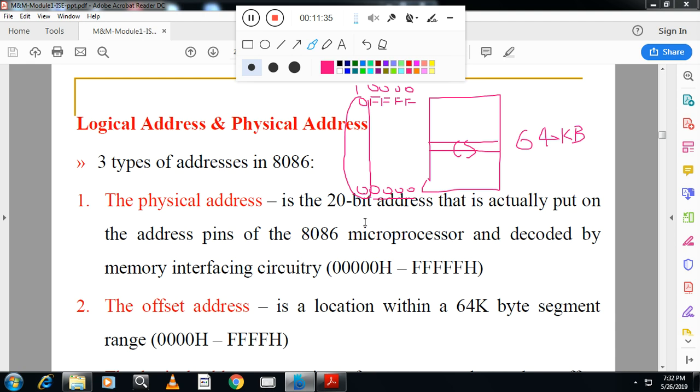Then what is logical address? Logical address is segment address plus colon plus offset address. For example, code segment colon 1234 location. 1234 location, that is a logical address. This is the way of writing a logical address.